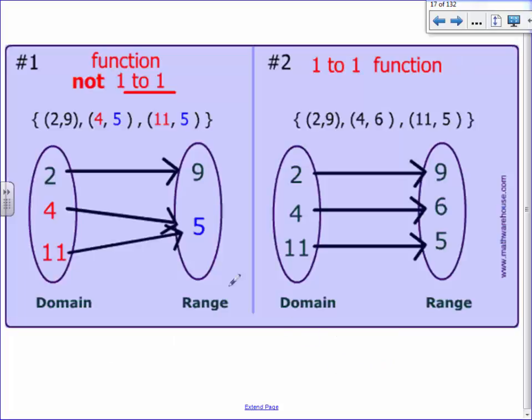Okay. Here's another way of drawing that. Let's say 2 gives 9, 4 gives 5, and 11 gives 5. This kind of gives us a bit of an issue here. Whereas here, 2 gives 9, 4 gives 6, 11 gives 5. See how everyone gives a unique response? That's okay.